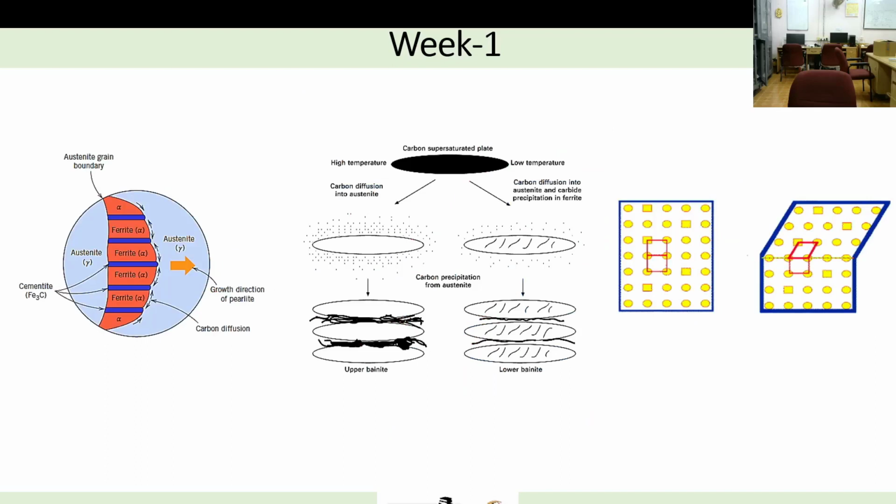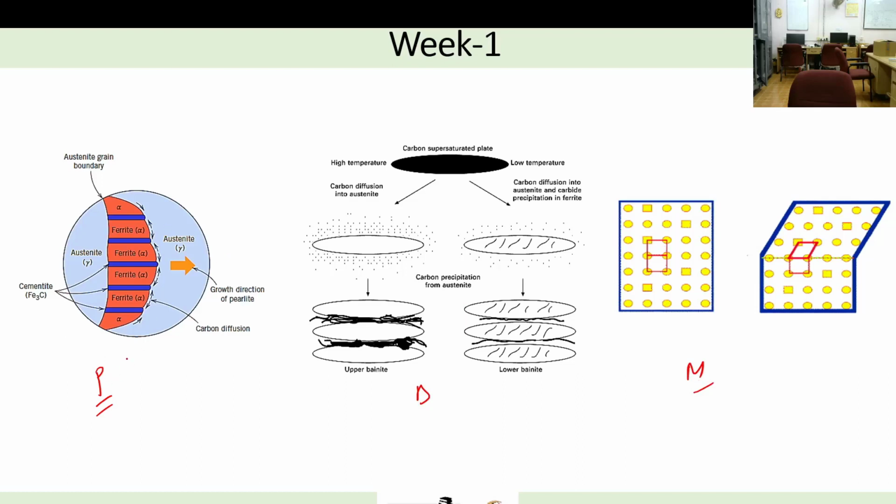Now we talked about the three types of phases or mixtures depending on the cooling rate. If you are cooling very slowly, we get pearlite, or intermediate, that is bainite, or very fast, that is martensite. How these are formed, sir has explained in his lecture.